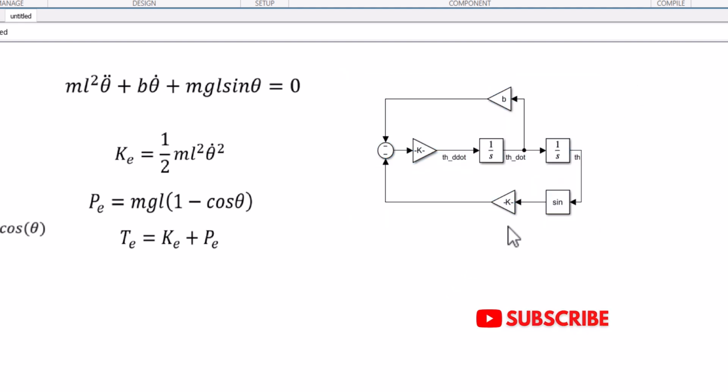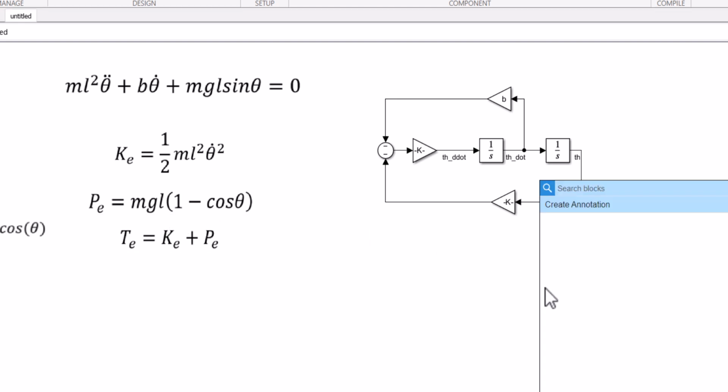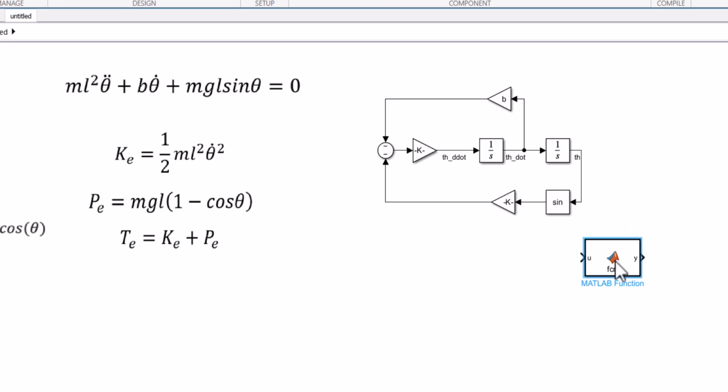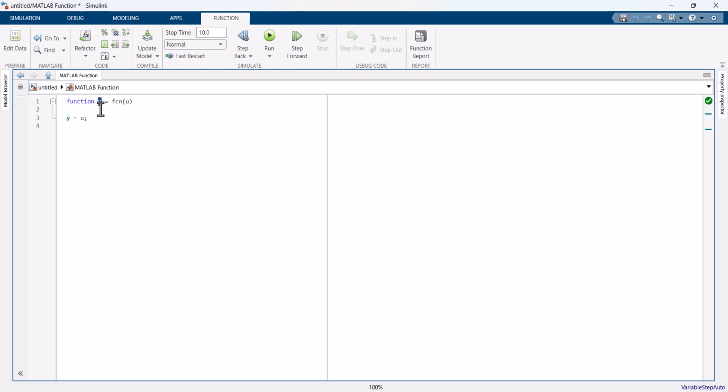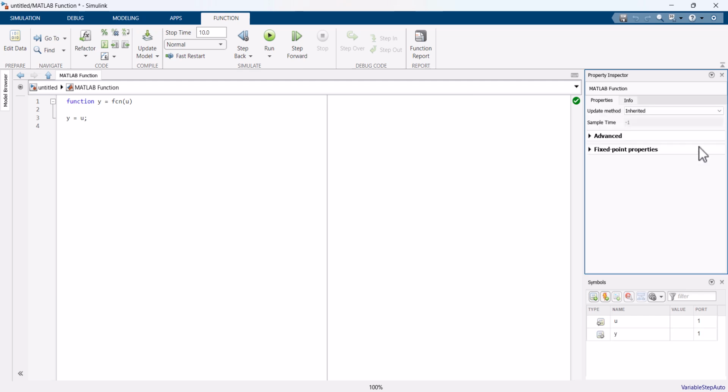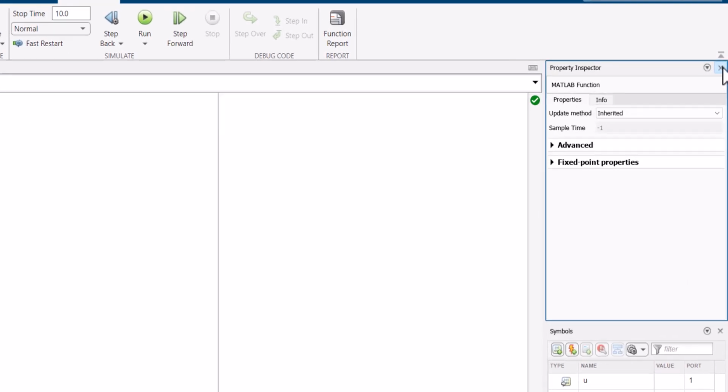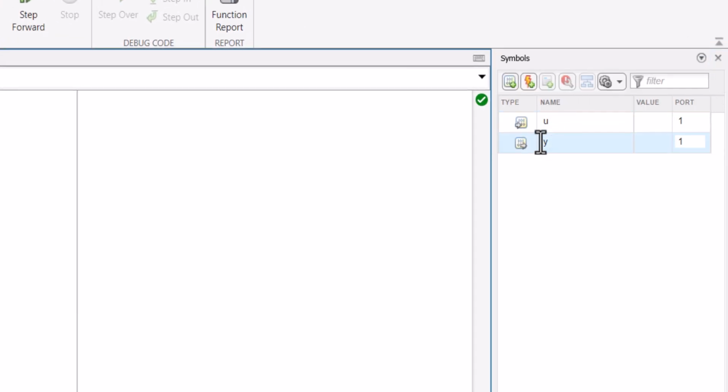Now all I need to do is calculate these energies. For kinetic energy, I need to model this equation, and for potential, this one. I'm going to use a MATLAB function file to do that. So I'm going to insert a MATLAB function, and this will require some inputs, which I'll configure later on. Inside this MATLAB function, I need three outputs. If I click on edit data, I can open these things. I can close the property inspector, and these are the inputs and the outputs.